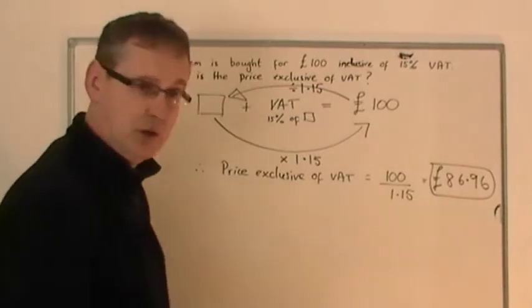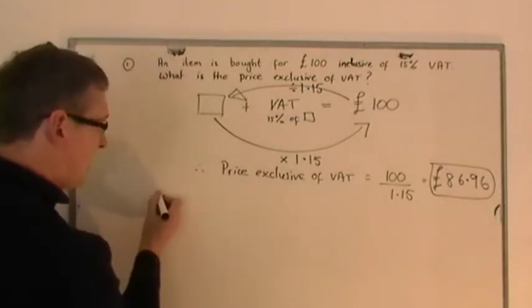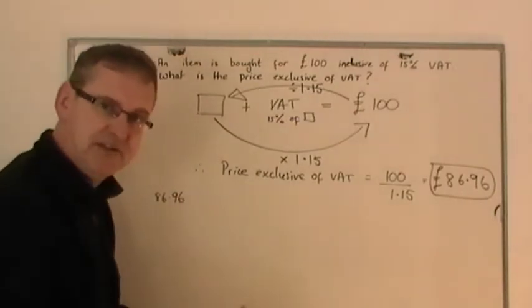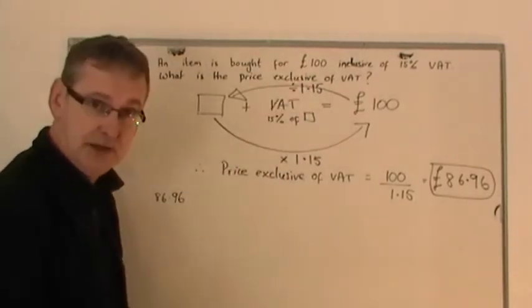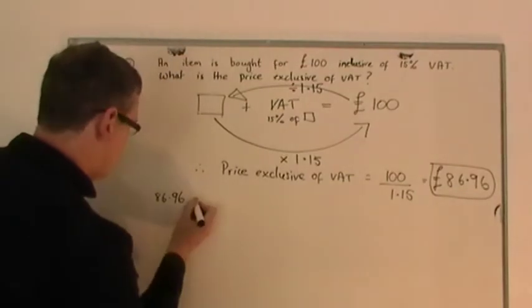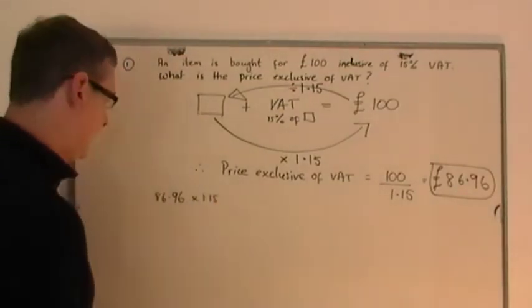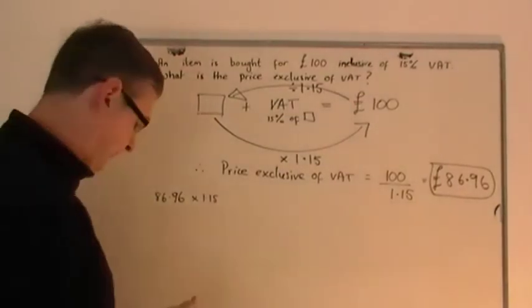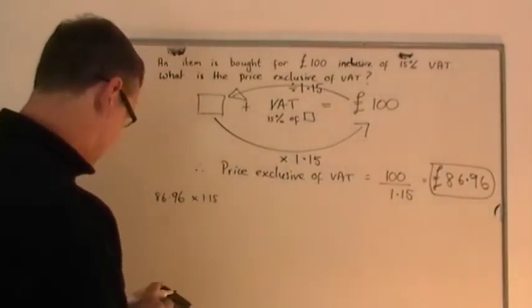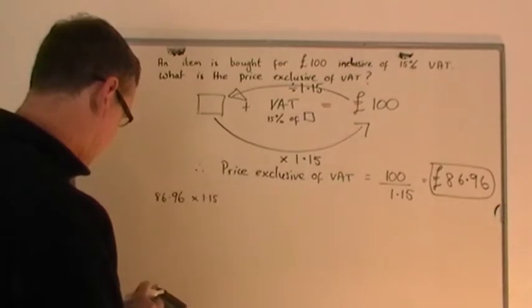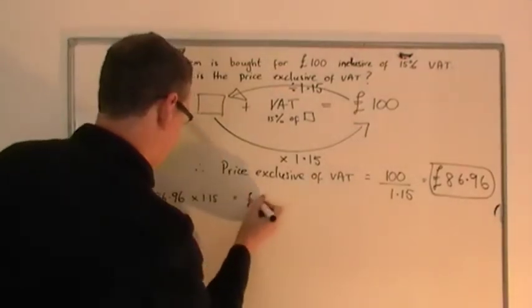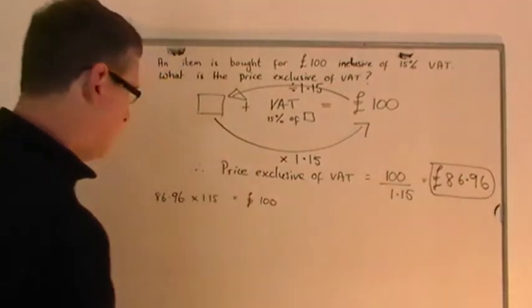Let me just do a very quick check. If you take £86.96 and you increase that by 15%, it should go back to the £100 which you're paying. So if you now times that by 1.15, which is a 15% increase, £86.96 times 1.15 gives you, to the nearest penny, £100. Okay, to the nearest penny.